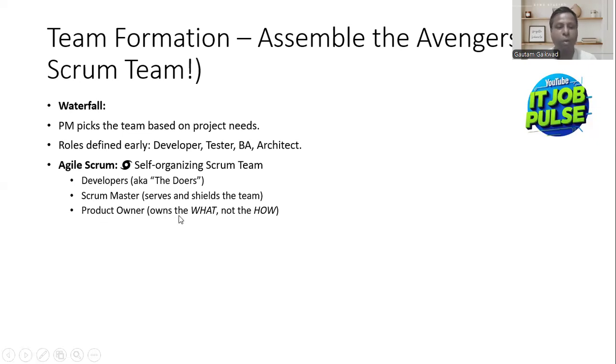So the product owner owns the what, not the how. So this is the team. Nowadays, developers are not called developers; they are called team members. Basically, the Agile Scrum framework is like a cross-functional team.